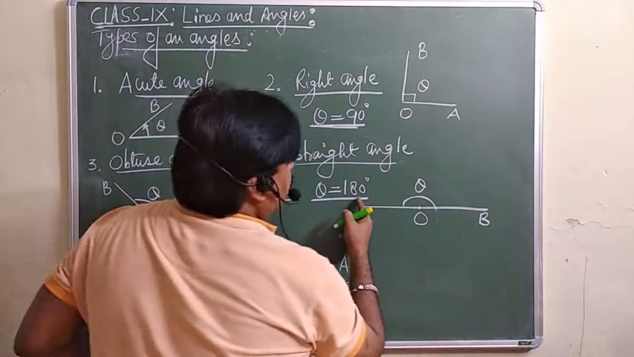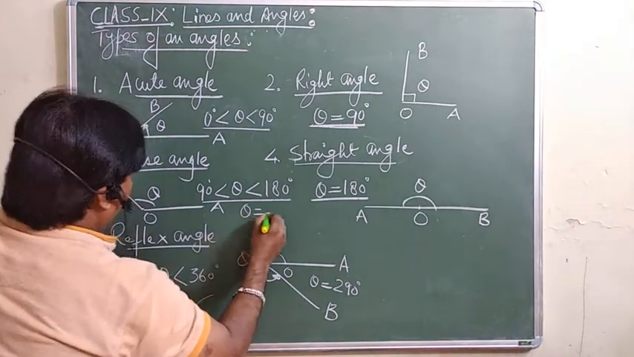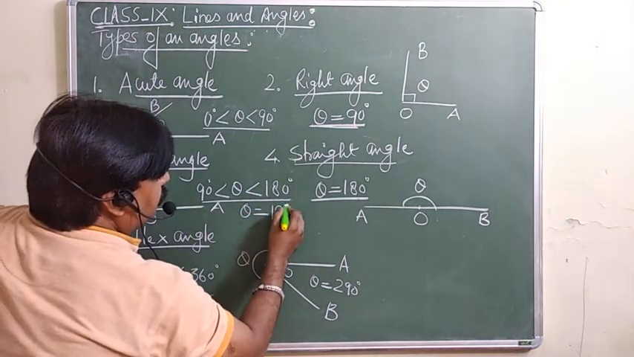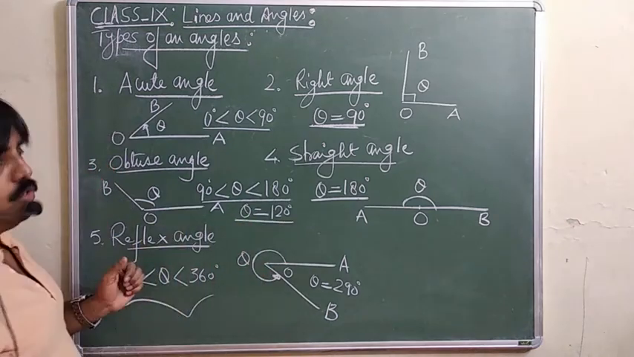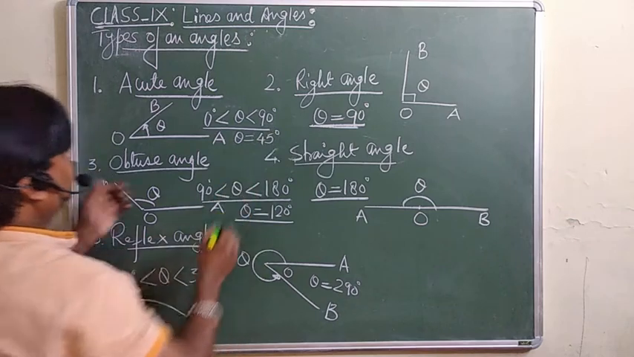Here is 180. This is obtuse; this theta may be, you can say, theta is equal to 120 degrees, which is greater than 90 but less than 180, so it is obtuse. Here theta is maybe 45 degrees, that is an acute angle.